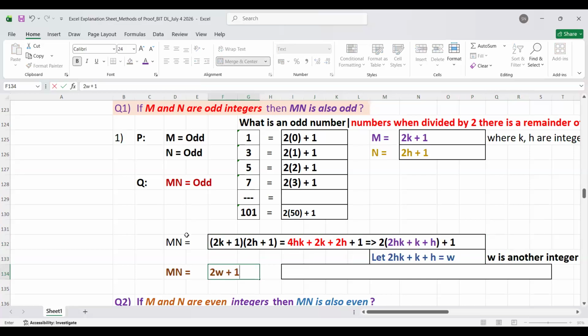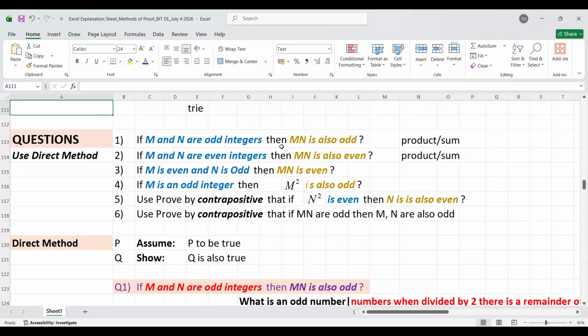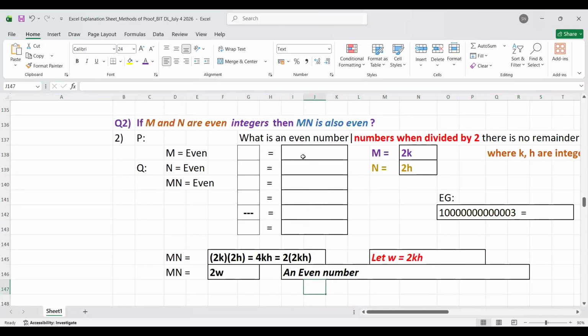Exactly. So when you are done, you can say that it means that m times n is also odd, which is what we set out to prove. So all these questions that I've written here, all you need to do is to define the terms in terms of an equation. M and n are even numbers, so it means 2k times 2h. Even numbers are numbers divisible by 2 without a remainder. So instead of having m and n, you define them as 2k and 2h and multiply them. I've done that. And you let w be equal to this, so it gives you 2 times w.